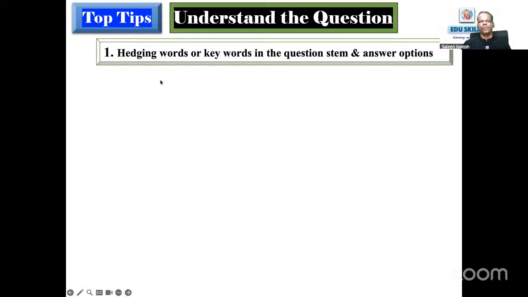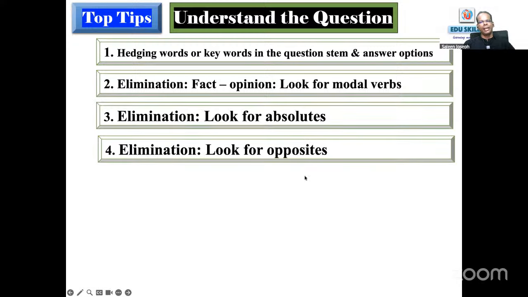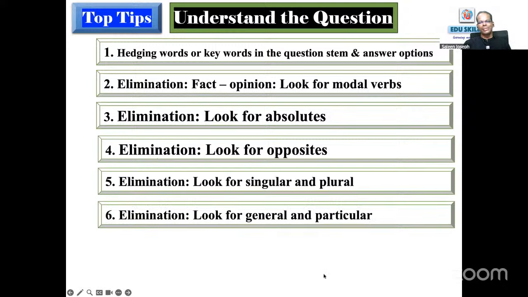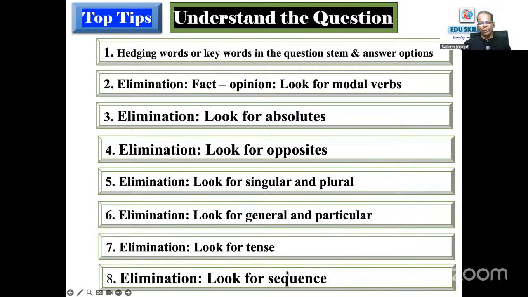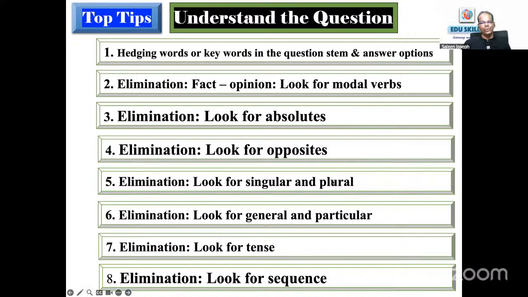Understand the question. Top tips: hedging words or keywords in the question stem and answer options, we have seen. Now elimination: fact and opinion, look for modal verbs. Elimination, look for absolutes. Look for opposites. Look for singular and plural. Look for general and particular. Look for tense. And the last one, look for sequence. These are the eliminations. There are 7 other principles I have taught you, but I'm giving you simpler tricks.